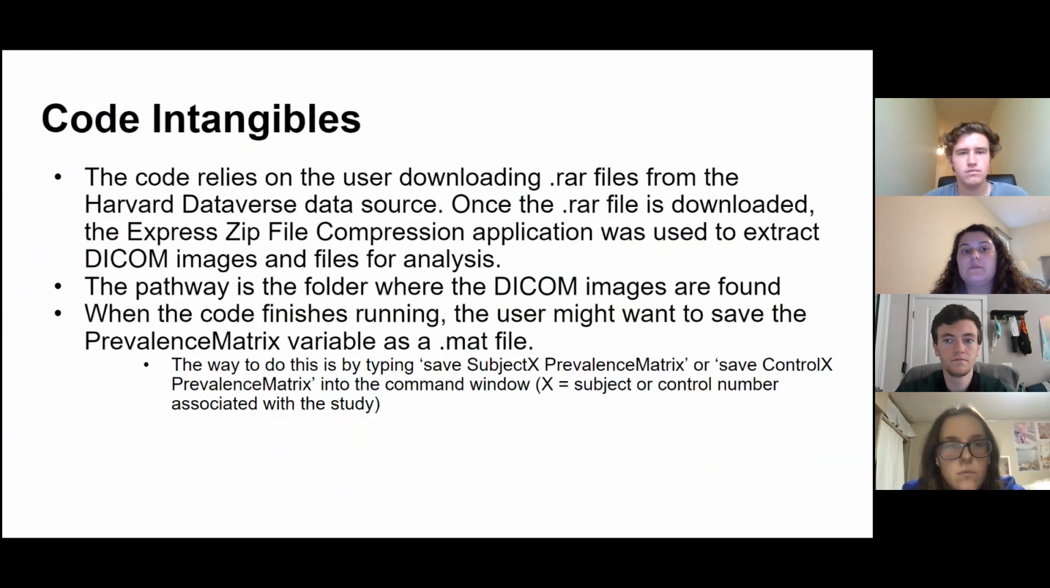A few code intangibles we identified are that the code relies on the user downloading the .rar files from the Harvard Dataverse data source. Once the .rar file is downloaded, the Express zip file compression application was used to extract DICOM images and files for analysis. The pathway is the folder where the DICOM images are found. When the code finishes running, the user might want to save the prevalence matrix variable as a .mat file.